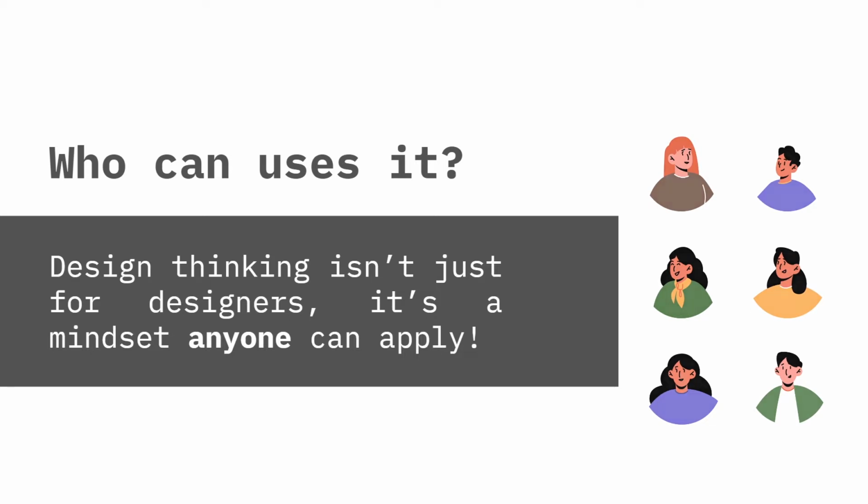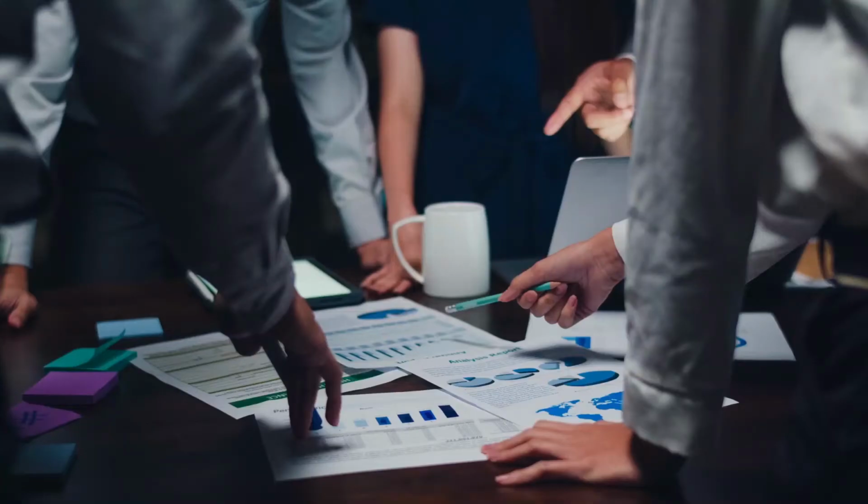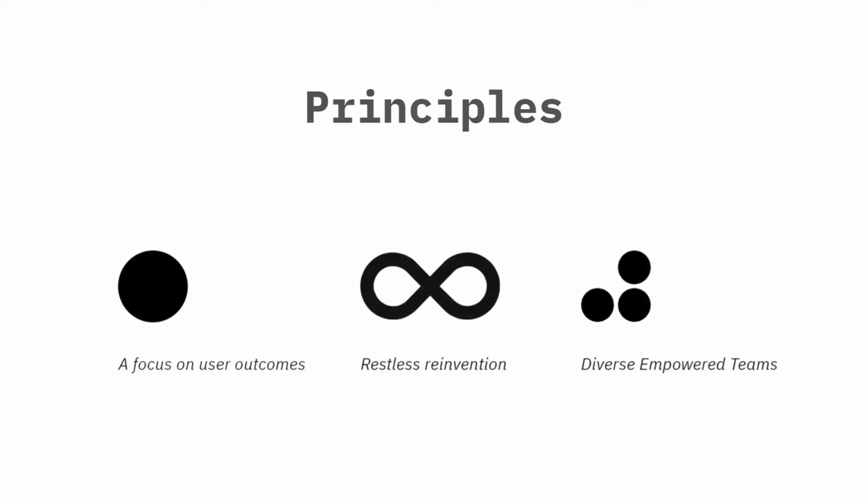Enterprise design thinking can be used by large, dispersed teams. It is a framework which teams can use to consider their users and solve meaningful problems, helping teams understand people's needs from intent and deliver outcomes to satisfy those needs at speed and scale. The IBM model of enterprise design thinking consists of three major principles, focusing on user outcomes, restless reinvention, and diverse empowered teams.